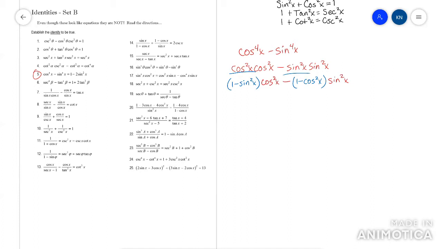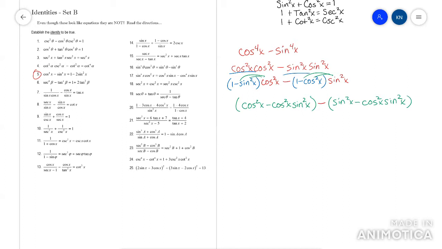And so now what you're going to want to do is distribute these guys. So it'd be like this. It'd be cosine squared minus cosine squared sine squared. Okay. Then it's a minus in the middle that I haven't messed with yet. Then it's going to be a sine squared minus cosine squared sine squared. All I did was redistribute there.